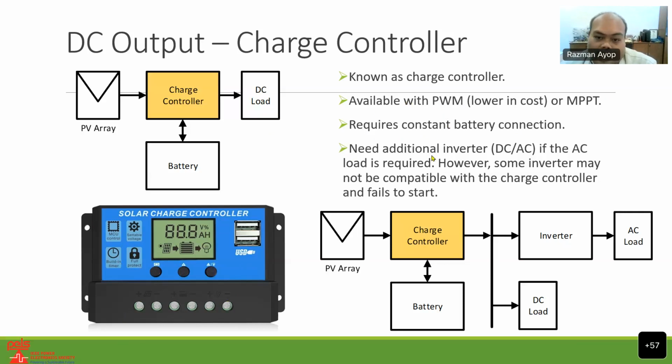And if you want to connect an AC load, you need an inverter. So this is the system: you have a DC load here, and from here you have to buy an inverter, and you connect the AC load. Also, you need to know that some inverters may not be compatible with the charge controller, so you have to connect them directly to the battery. That is just additional information.